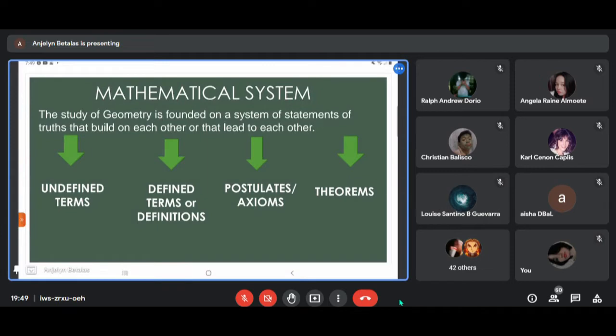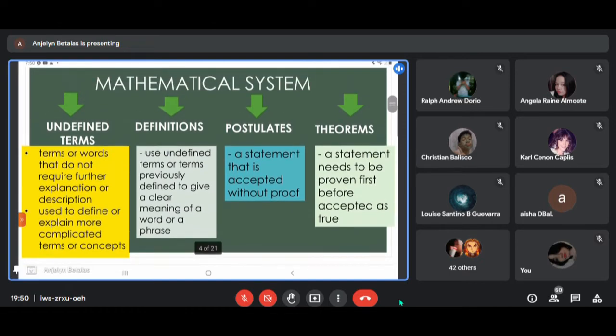These are the undefined terms, defined terms or definitions, postulates, other term for postulates, assumptions, and theorems. So, what are the differences? Undefined terms are the terms or words that do not require further explanation or description. They are used to define or explain more complicated terms or concepts. Usually, we use undefined terms to define terms, so they are used in definitions. As it says here, use undefined terms or terms previously defined to give a clear meaning of a word or a phrase.